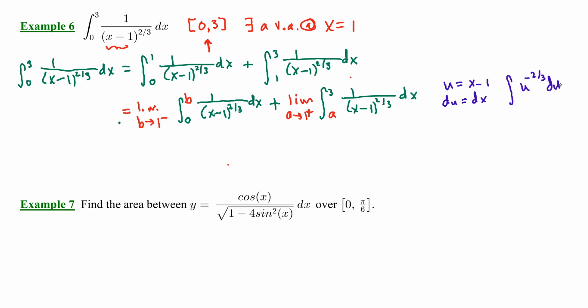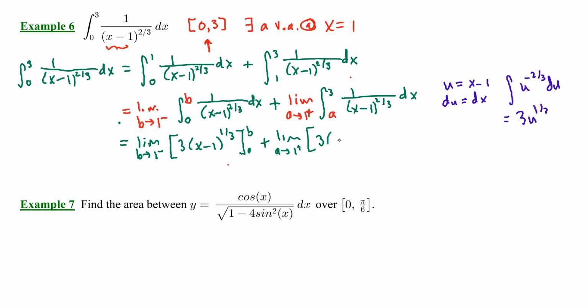When we integrate u to the negative 2/3, we would end up with 3u to the 1/3, or u to the 1/3 divided by 1/3, which of course simplifies to 3u to the 1/3. So ultimately, we would end up with the limit as b approaches 1 from the left. Replacing u with x minus 1, we'd have 3 times (x minus 1) to the 1/3, evaluated from 0 to b. And the limit as a approaches 1 from the right, same antiderivative, 3 times (x minus 1) to the 1/3, evaluated from a to 3.